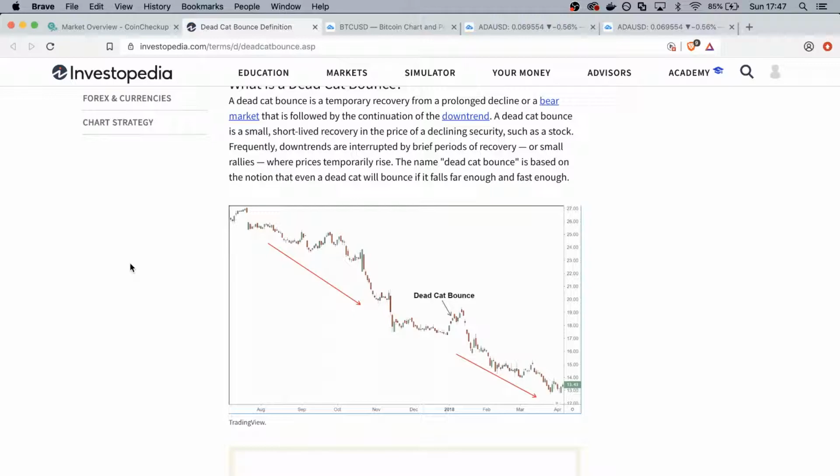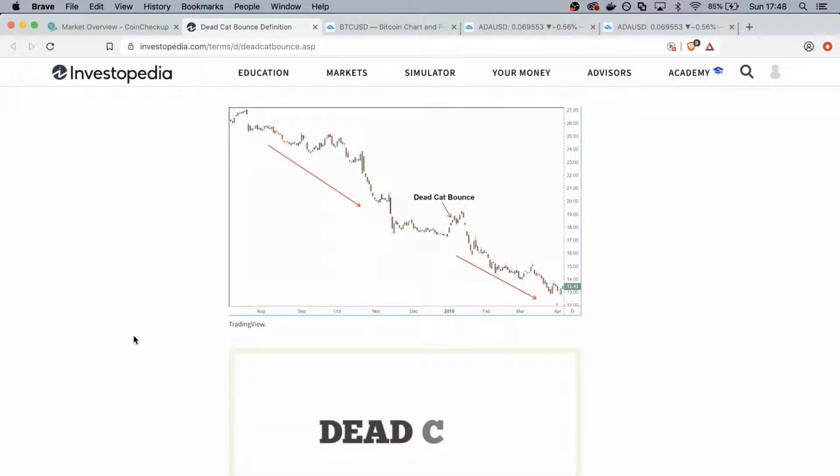And the name actually comes from the fact that if you drop a cat from a high building, when it lands on the floor it will bounce a bit. So a bit of a morbid terminology, but let's not think about that too long. As long as you know what it means in trading, then you're good to go.